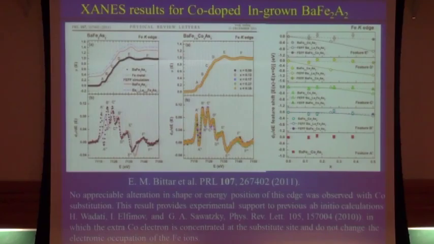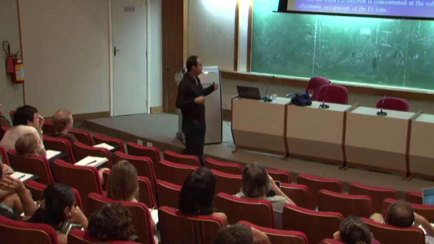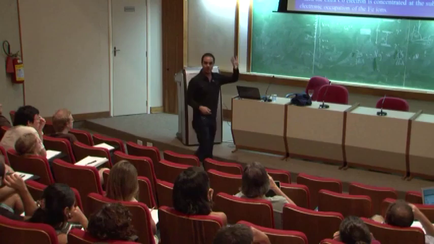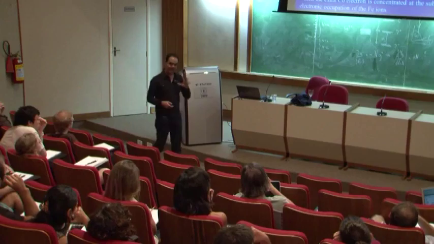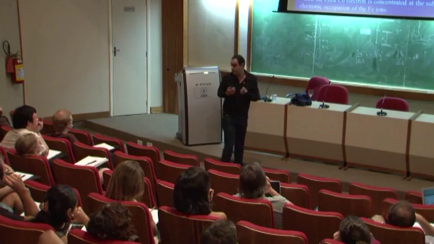And we didn't see any feature associated with cobalt doping, any shift of the edge for any of the features of the spectrum as a function of doping. That result actually provides experimental support to ab initio calculations from Sabatis' group, who claim that the electron of cobalt is not being transferred to the iron orbitals. They are someplace else. They could be localized, but they are not being transferred to the d orbitals of iron. So that's the result from this technique, which we think is very important for us.